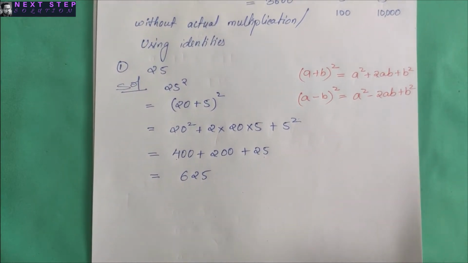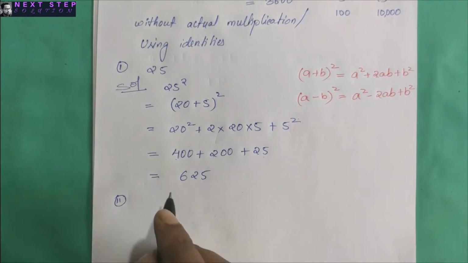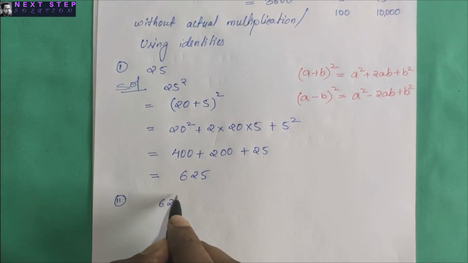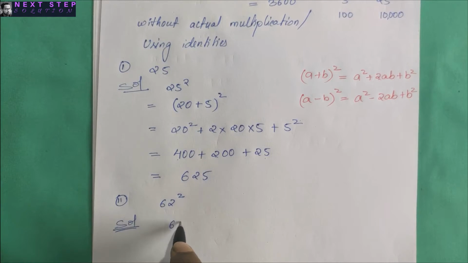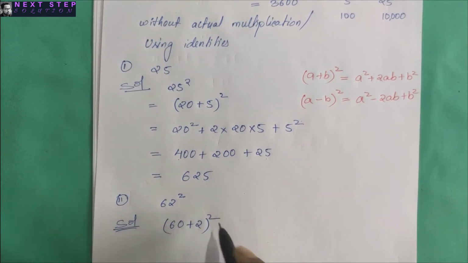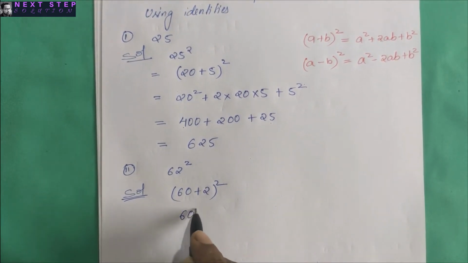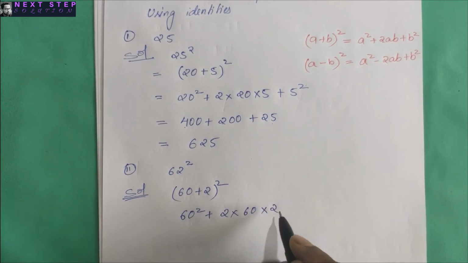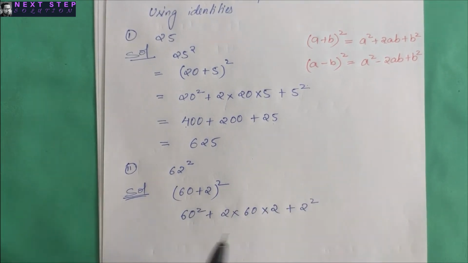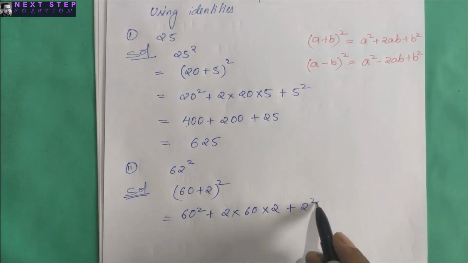Now let me show one more question and then we'll move to the next topic. Suppose the question is, instead of 60, let me take 62. Suppose we have 62 square. Now to solve this, we can write it as 60 plus 2 the whole square. This is again in the form of a plus b the whole square. We can write it as 60 square plus 2 into 60 into 2 plus 2 square. This is in the form of a square plus 2 into a into b plus b square.